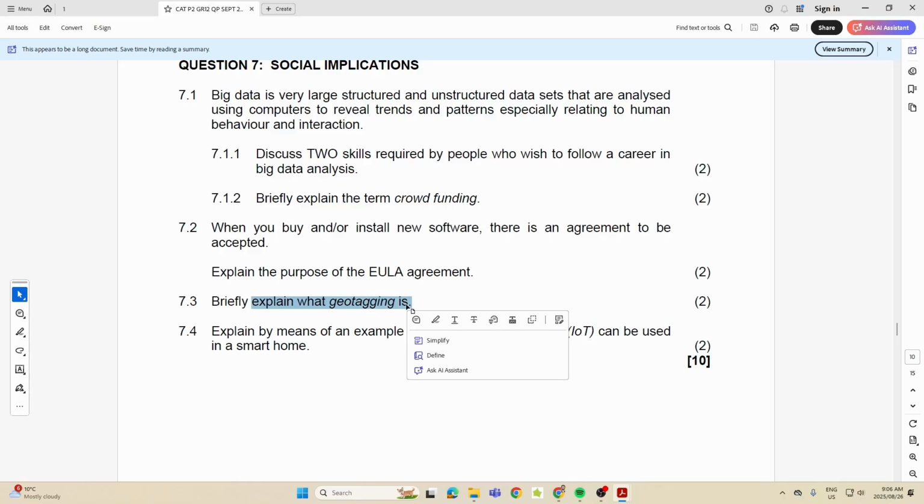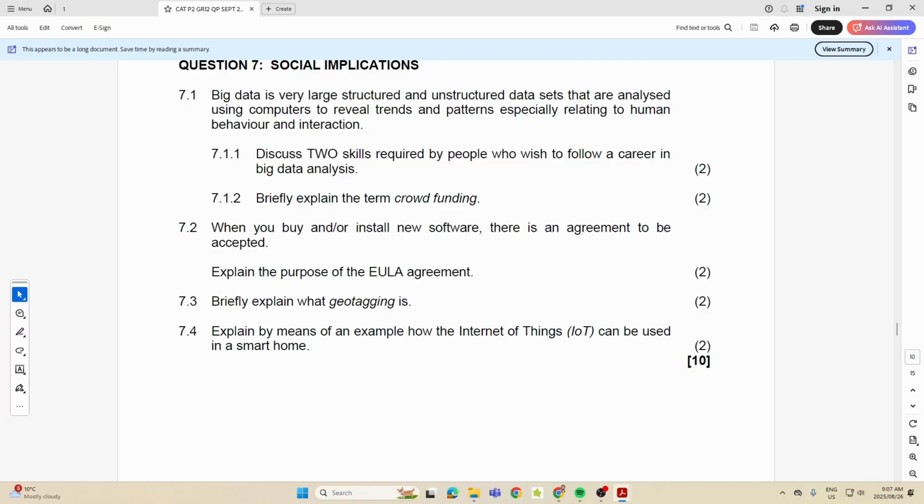Then briefly explain what geotagging is. Geotagging is just a process where a geographical position, that's why it's geotagging, where a photograph was taken. So you are adding the geographical location to that picture. It's added then to the metadata of that file. That's it. And then explain by means of an example how the Internet of Things can be used in a smart home.